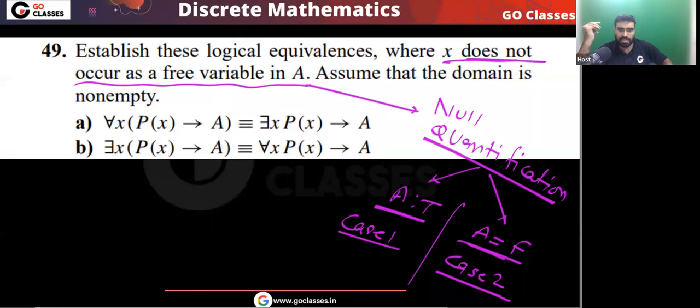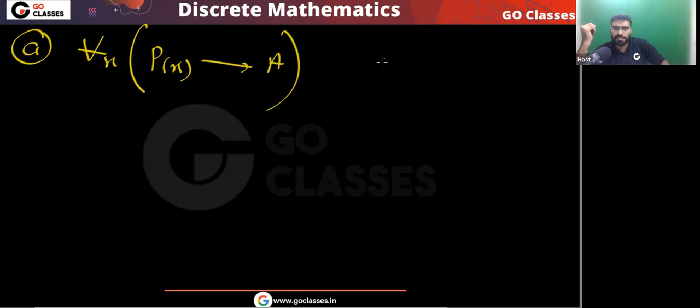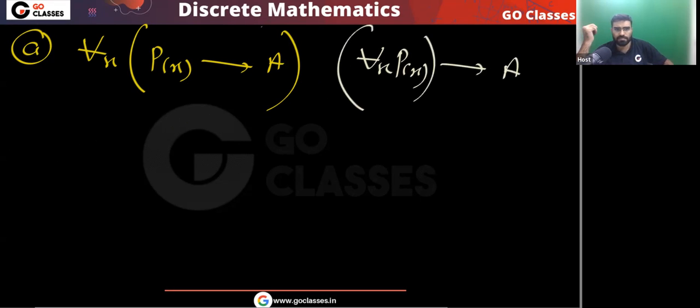Interesting things will come now. For all x, now we are changing this. Now we are putting this A here. Is this equivalent to for all x Px implies A? Are they equivalent? Tell me. These two, are they equivalent? So let's create two cases.